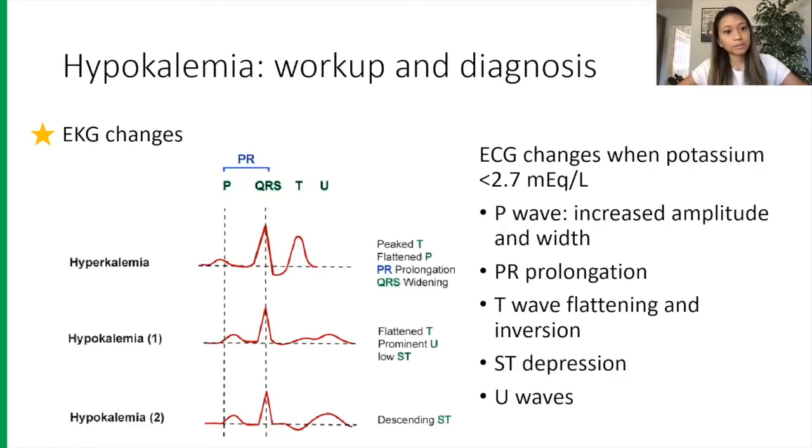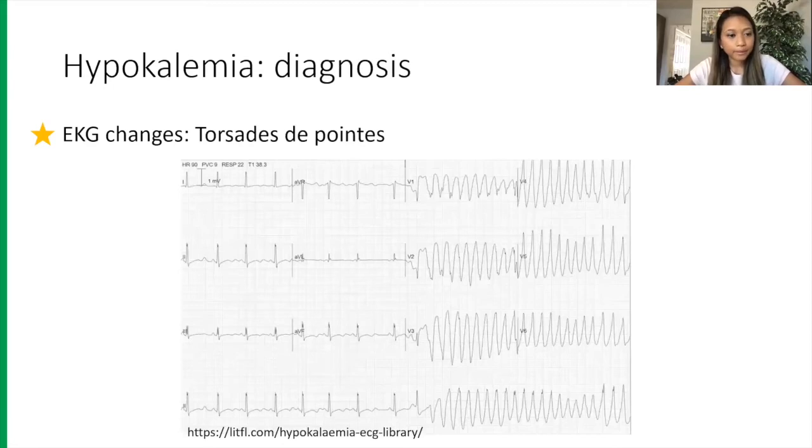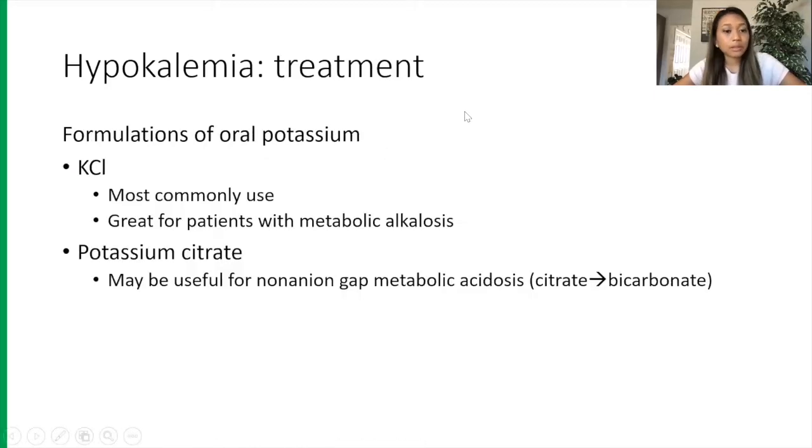Next. So EKG changes. With hypokalemia, you'll usually see EKG changes at less than 2.7. You'll see an increased amplitude of the P wave, PR prolongation, T wave flattening, ST depression, and U waves. Next. And Torsades de pointes. This is very bad in a patient. You can see this in hypokalemia. You're going to want to go with magnesium too.